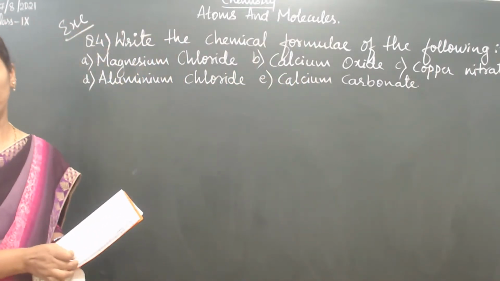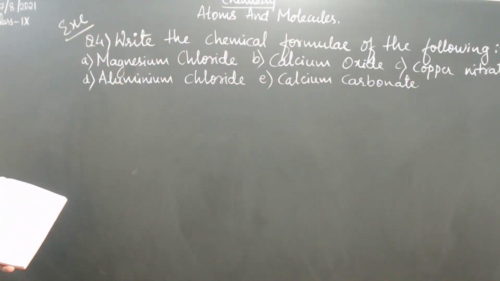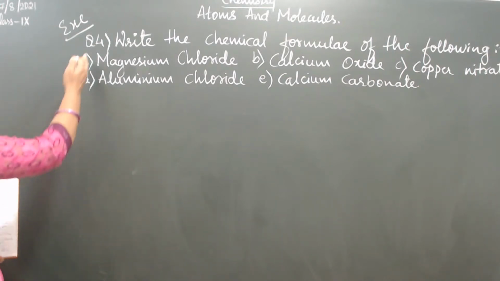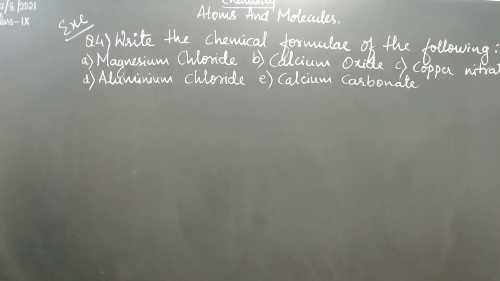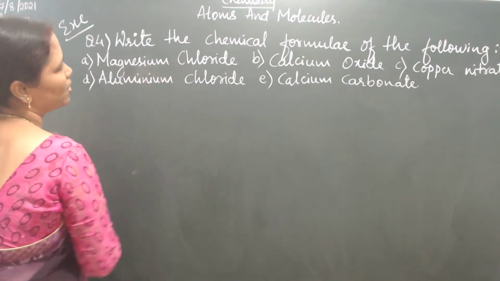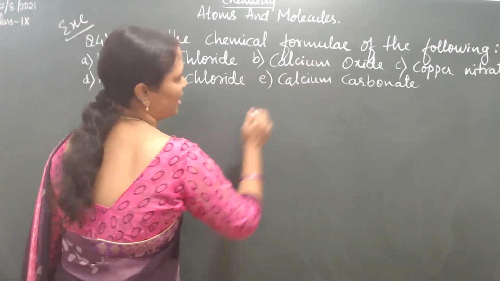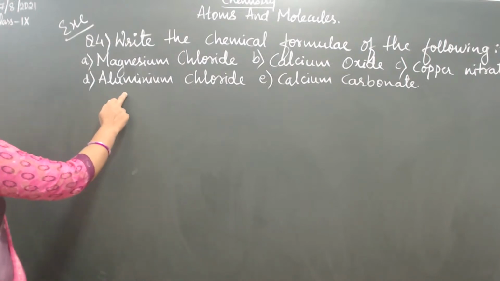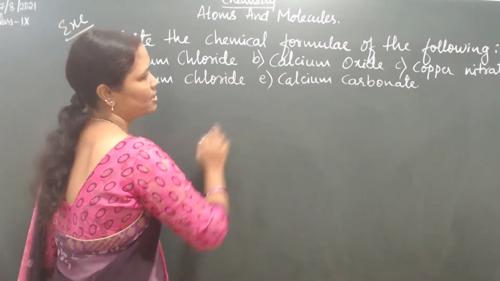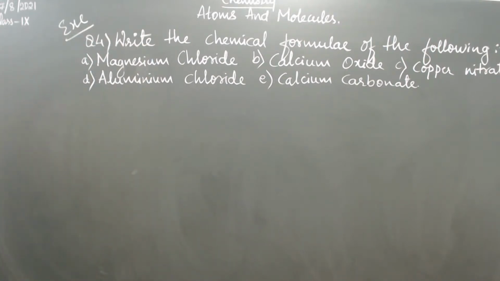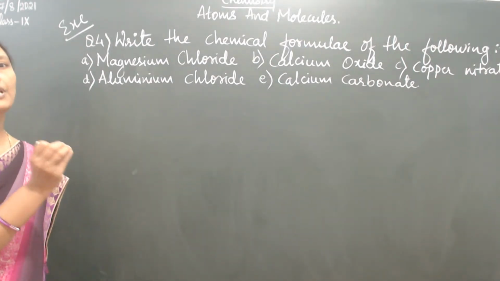So in this session, let us continue with this question. Yesterday we completed three questions, and today let us move to the fourth one. The question is like this: write the chemical formulae of the following. Here they have given magnesium chloride, calcium oxide, copper nitrate, aluminium chloride, and the next one is calcium carbonate. So we have to write the chemical formula. How are we going to write the chemical formula? By using the symbolic representation of the element.